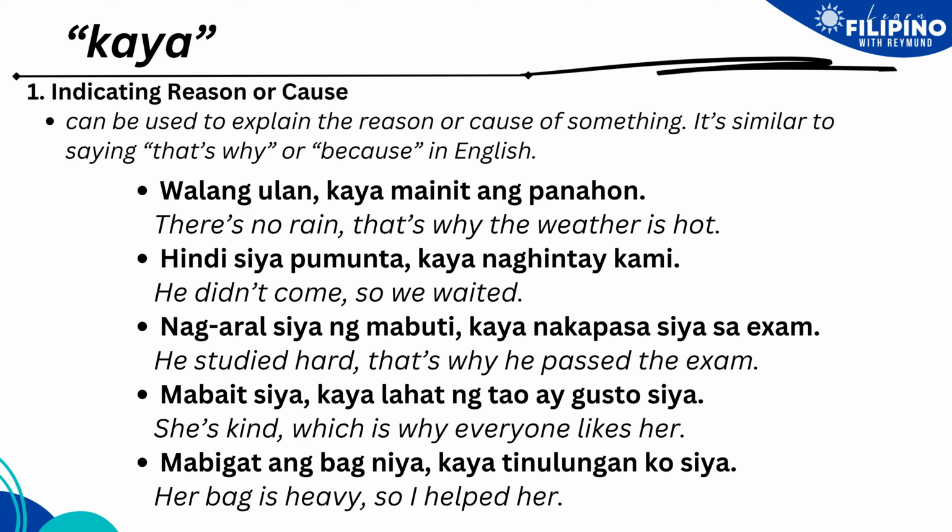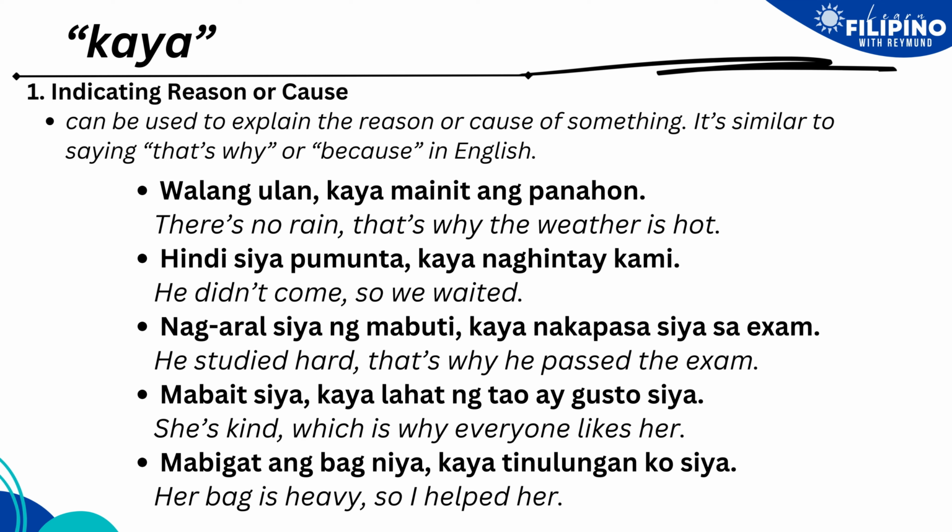Mabait siya, kaya lahat ng tao ay gusto siya. She's kind or he or she is kind, which is the reason why everyone likes him or her. Mabait means kind or good. And then tao is a person, lahat ng tao is everyone, gusto is like. So mabait siya, kaya lahat ng tao ay gusto siya.